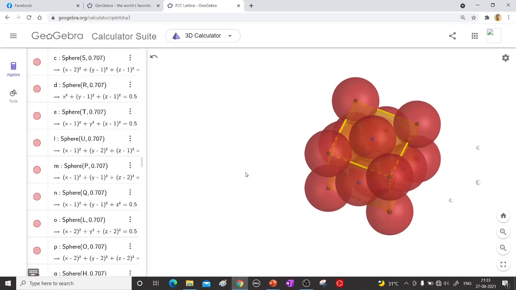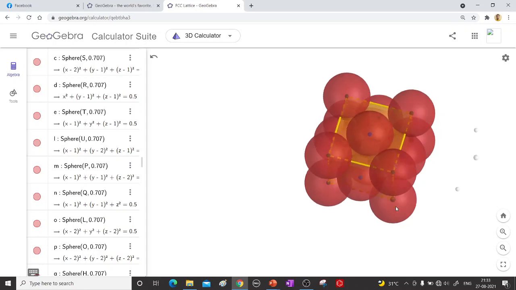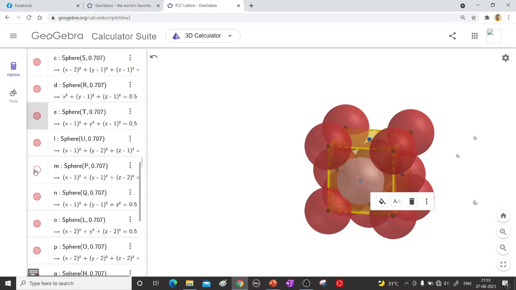Now from the top view, you can see that this sphere here and this sphere are touching each other. Here you can see that they are touching each other. So this is very obvious, but what I'm talking about is that this sphere and this sphere are also touching each other, because these are the spheres at the adjacent face centers, not the opposite face centers. This one and this one. Okay, so this is sphere E and this is sphere M.